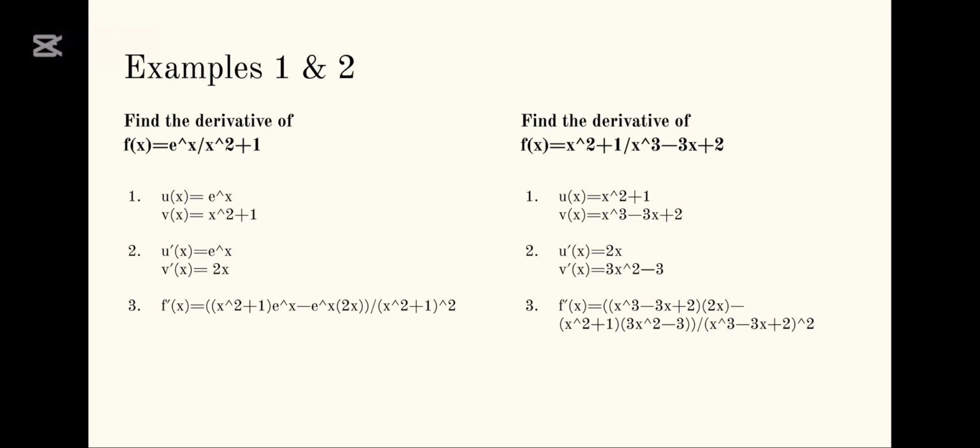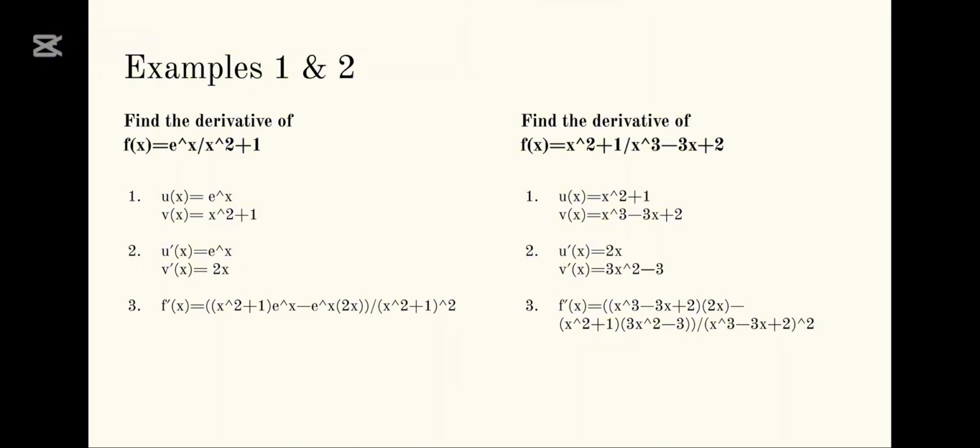And the next and final example, we're going to find the derivative of f of x equals x squared plus 1 divided by x cubed minus 3x plus 2. Again, we're going to find the terms. u of x is going to be x squared plus 1, and v of x is going to be x cubed minus 3x plus 2. And then we find the derivatives.